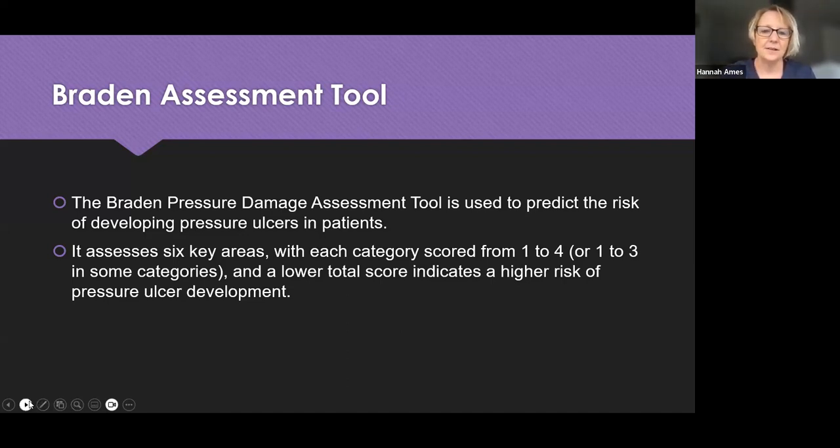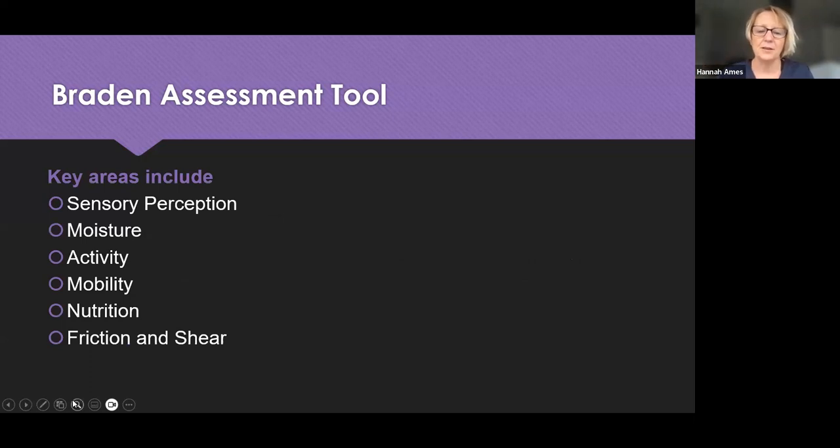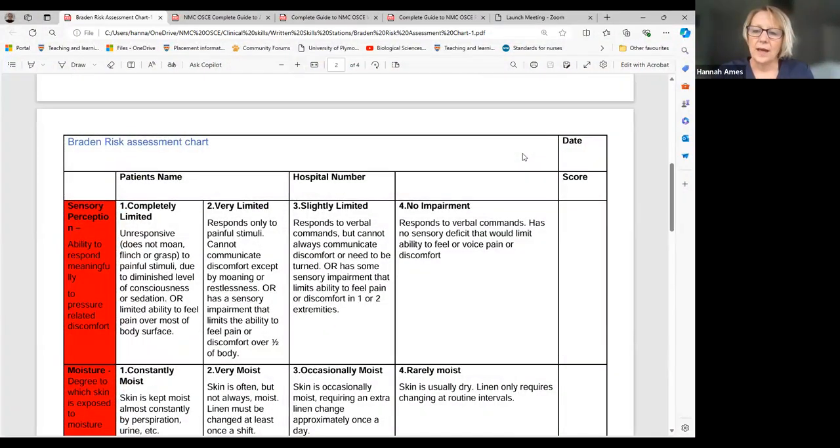First we'll go through the areas. You have to assess your patient for sensory perception, moisture, level of activity, level of mobility, nutrition, and then friction and shear. So we'll have a look at the full assessment tool first and go through that. In your NMC exam, you'll get a copy of the assessment chart, which will look similar to this. It might be a slightly different layout, but it will have all this information in, okay?